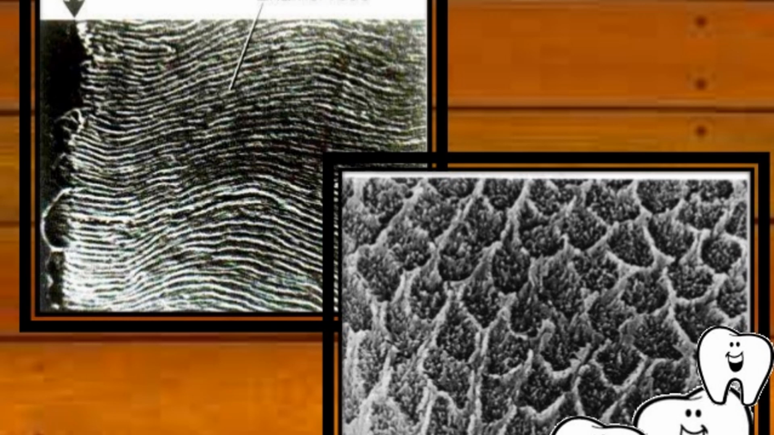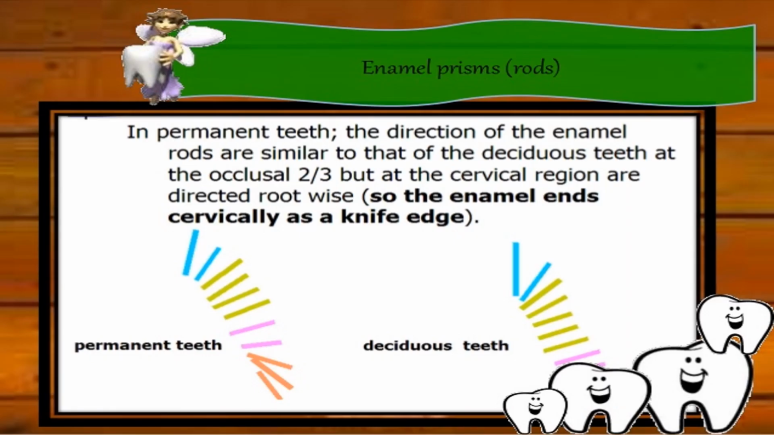So, in this, you are looking at enamel rods. These are wavy in course, obliquely directed. Second, in permanent teeth, the direction of enamel rods is similar to that of the deciduous teeth at the occlusal two-thirds. But at the cervical region, the rods are directed rootwise, so the enamel ends cervically as a knife edge.